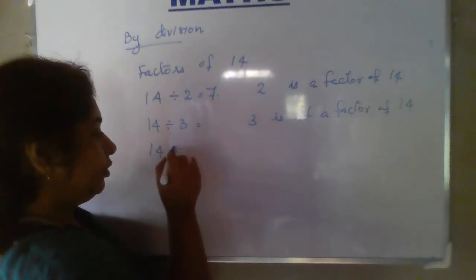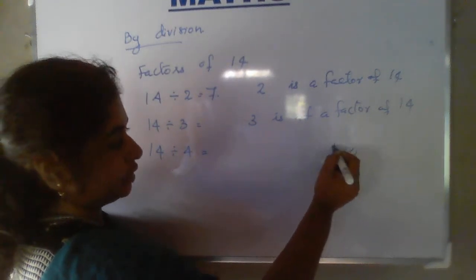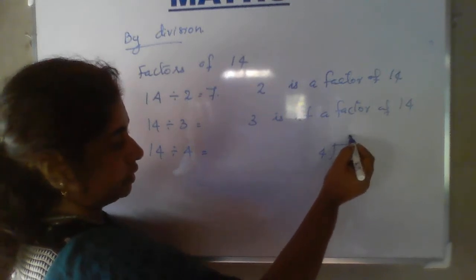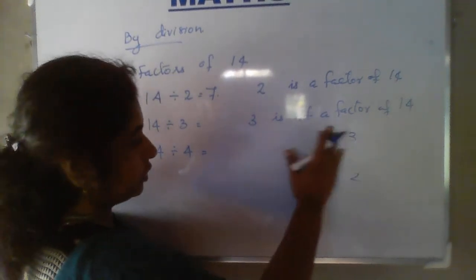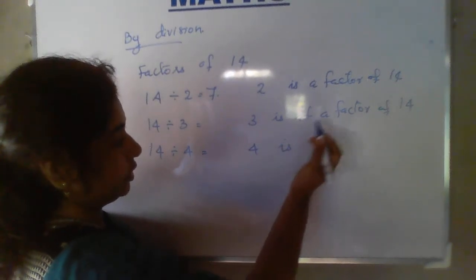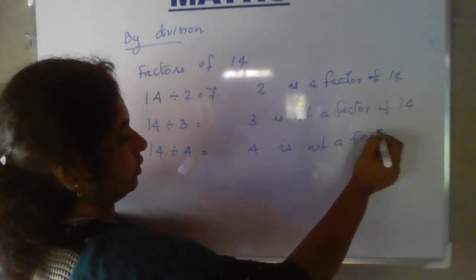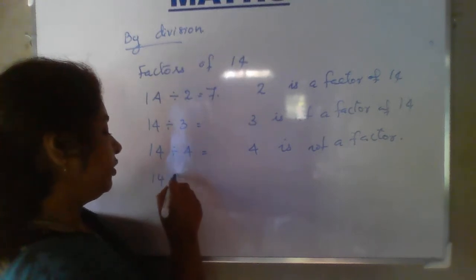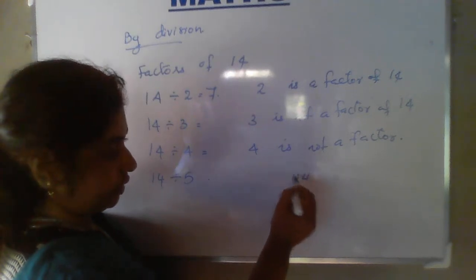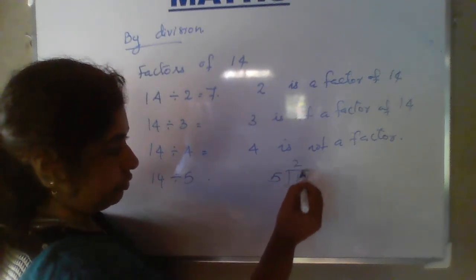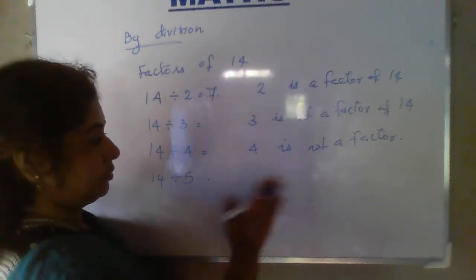Then 4. 14 divided by 4. 3 × 4 is 12. Here also the remainder is 2. So 4 is not a factor of 14. Then 5. 14 divided by 5. 2 × 5 is 10. The remainder is 4. So 5 is not a factor.